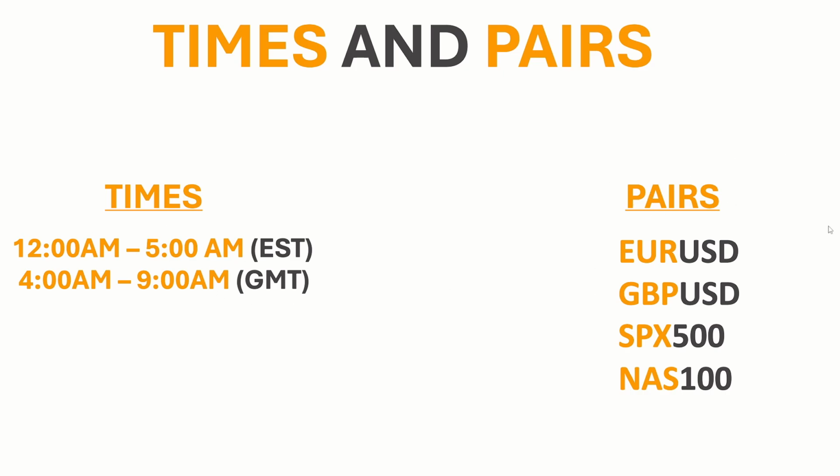So that's what we are going to use. As for pairs, ICT teaches EURJPY, GBPUSD, SPX 500 and NAS 100. Now, ICT mainly trades the Judas swing on the SPX 500 and NAS 100 on the indices. However, guys, I have added GBPUSD and EURUSD as they work very well for my back testing on this strategy.